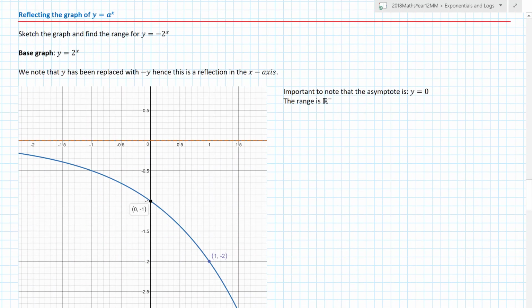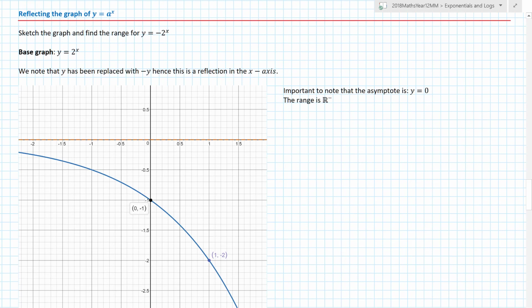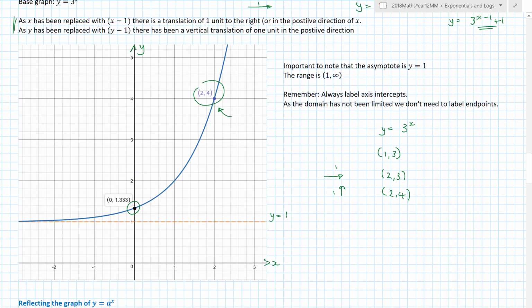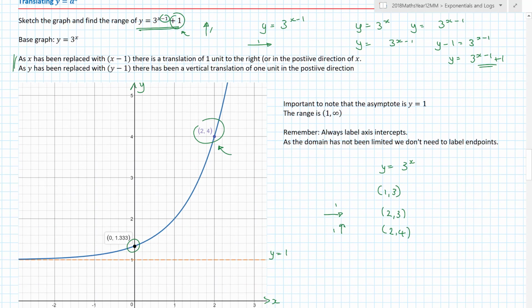Those are translations. Now let's look at reflecting the graph of y equals a to the x. Sketch the graph and find the range. Oh, we didn't find the range for the previous graph, but in this situation, because it said find the range, it's going to be 1 to infinity. Why? Range means the possible y values. So if we look at what our lowest y value is, it's 1, but not including 1 because of that asymptote. And it can actually go up to infinity and beyond.